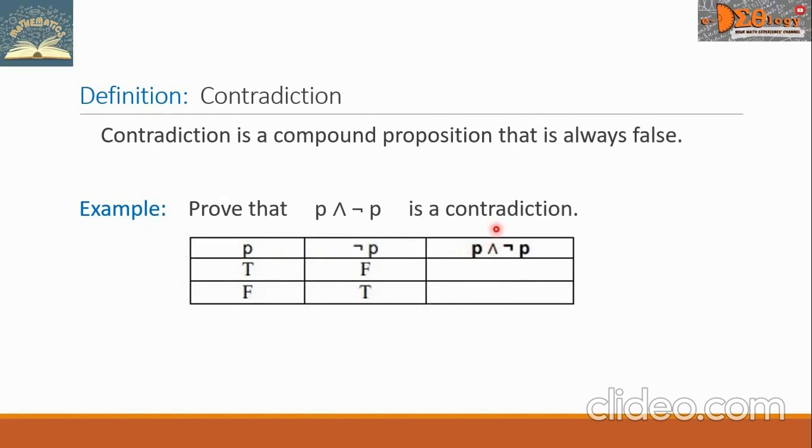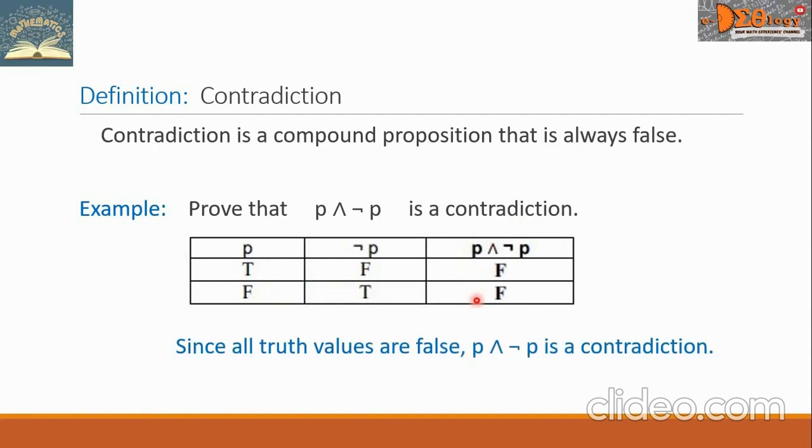Now, P and not P. Remember that the AND operation is only true if both propositions are true. So here, the T and F is F. F and T is F. Since all values in this column are false, P and not P is a contradiction. This is our final answer.